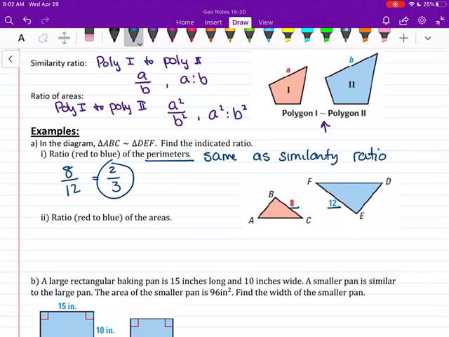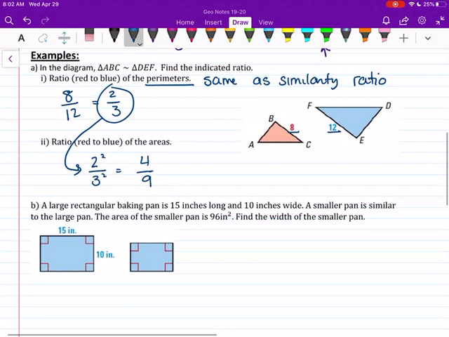And then the ratio of the areas, well, our theorem says that if the similarity ratio is A to B, then the ratio of the areas is A squared over B squared. So this would be 2 squared over 3 squared, which is going to be 4 over 9. All I did here was take my similarity ratio, square the top and the bottom, and then reduce. Well, I don't need to reduce, but if I had to, I would.